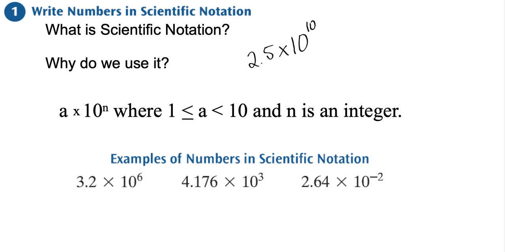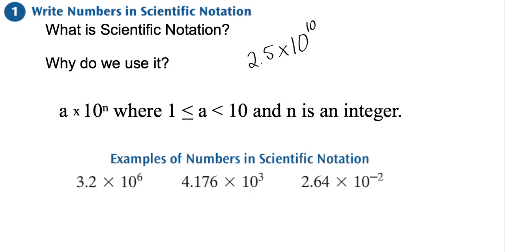Okay? It's a lot simpler to write it as 2.5 times 10 to the 10th than it is to write 10 zeros. Okay? So it's used in simplifying big numbers or very small numbers too, like 0.00005 or something like that.